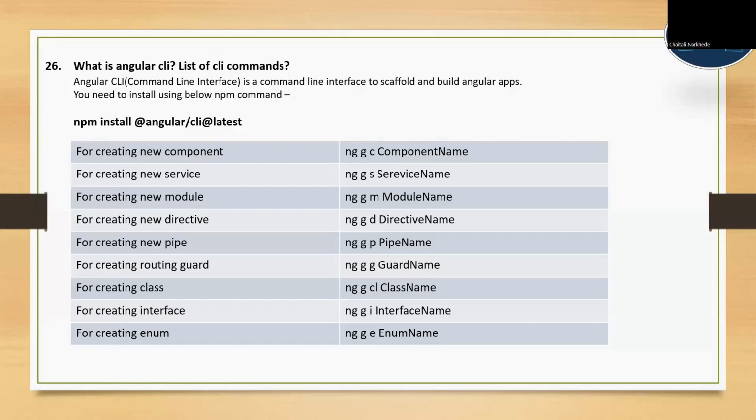For creating a service, we use ng generate service name. For creating a module, we can use ng generate module, and you have to provide your module name. For directives, we use ng generate directive directive name. For creating a pipe, we use ng generate pipe name. For creating a routing guard, we use ng generate guard name. For creating a class, we can use ng generate class name. For an interface, ng generate interface name. And the last one, for creating an enum, we use ng generate enum, and you have to provide the enum name.